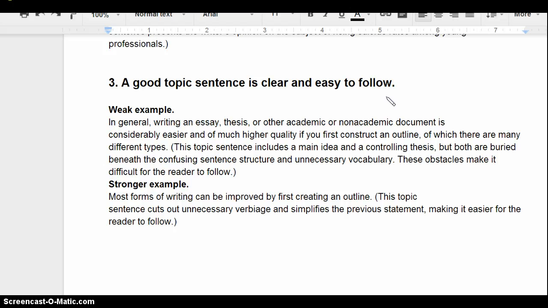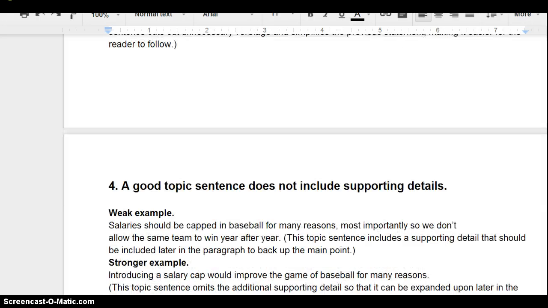So let's look at the stronger example. Most forms of writing can be improved by first creating an outline. And so here we want to create an outline, and this will improve writing. As you can see here, this is clear, concise, to the point, and pretty easy to follow overall. Okay, let's take a look at the next example.